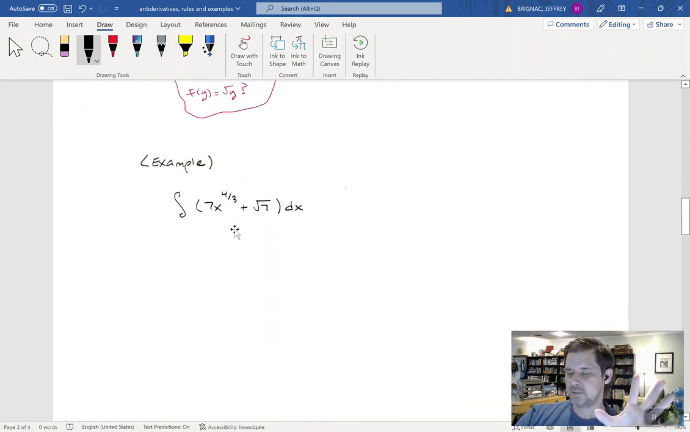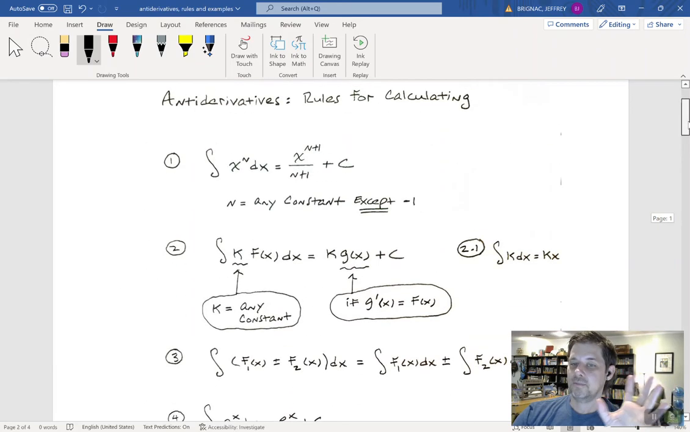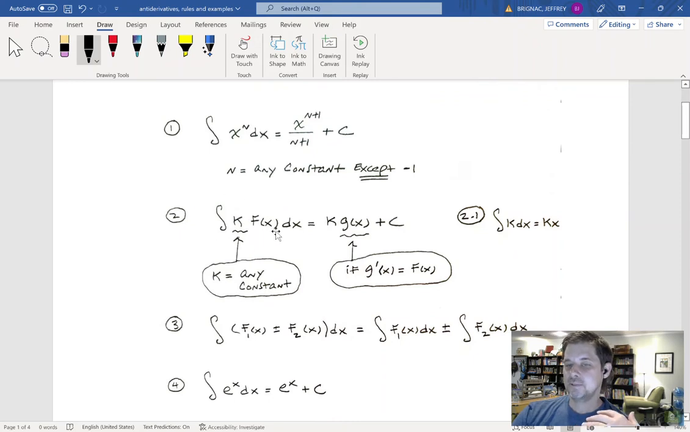My next example says, what's the antiderivative of 7x to the 4 over 3 power plus root 7? There are several things that I have to deal with here, and I'll talk about the rules first and go back to the problem. This rule says if I have any constant times a function, then the antiderivative of that is just that same constant times the antiderivative of the function.